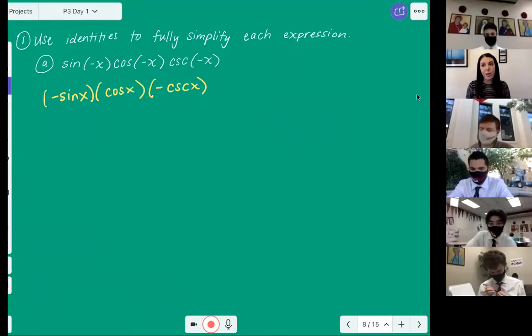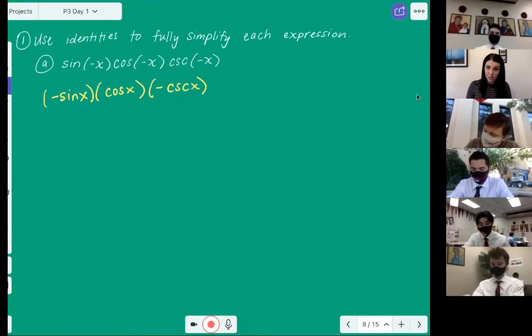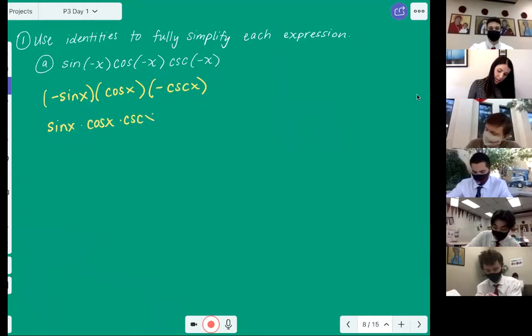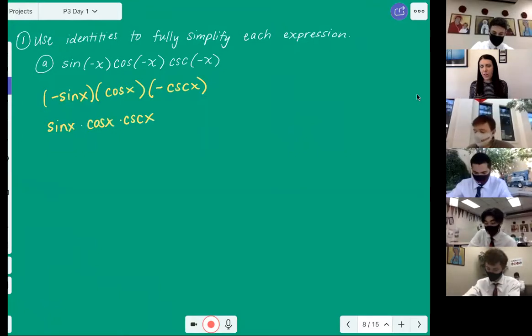If I have like negative one times positive one times a negative one, two negatives make a positive, right? If it was three negatives, it would still be negative. So that means I can drop that out. I've got sine times cosine times cosecant. And make sure you have your x's on all of these. Otherwise, again, it is wrong. Everyone understand that we could drop that negative? We could have done this first. We could have done this later. Ryan, we're going to stick with you.